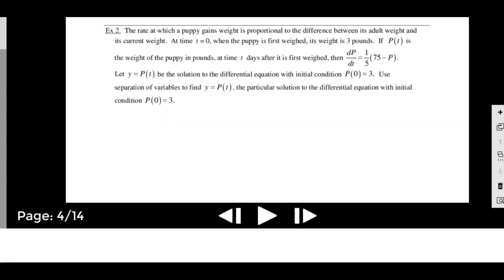Okay, here we go. It says the rate at which a puppy gains weight is proportional to the difference between its adult weight and its current weight. At time equals 0, when the puppy is first weighed, its weight is 3 pounds. P of T is the weight of the puppy in pounds, and T is the time in days after it is first weighed. Then it gives us the differential equation, dP dt equals 1/5 times (75 minus P).